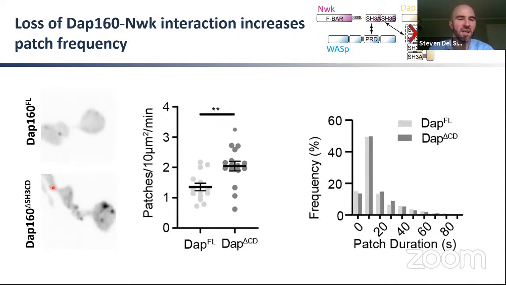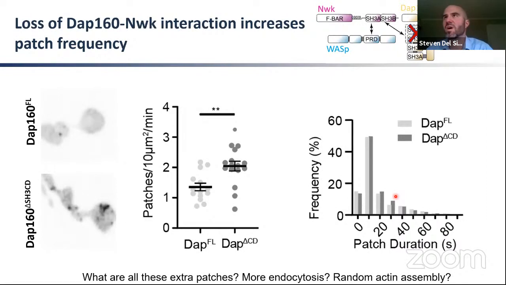So this is a DAP160 null mutant in which we express specifically in the motor neuron either a full-length DAP160 or this DAP160 which is missing this interaction domain. And again, we see the same phenotype of more actin patches, but no change in the dynamic properties of the ones that are left over. And so then the question is, what are all these extra patches?